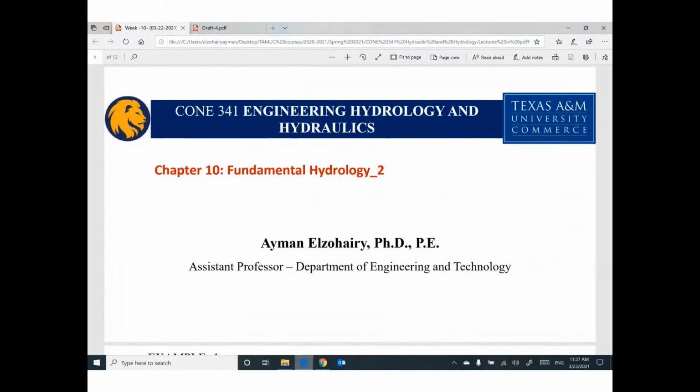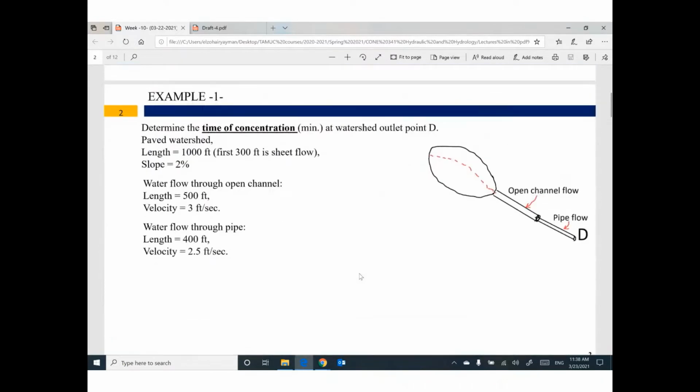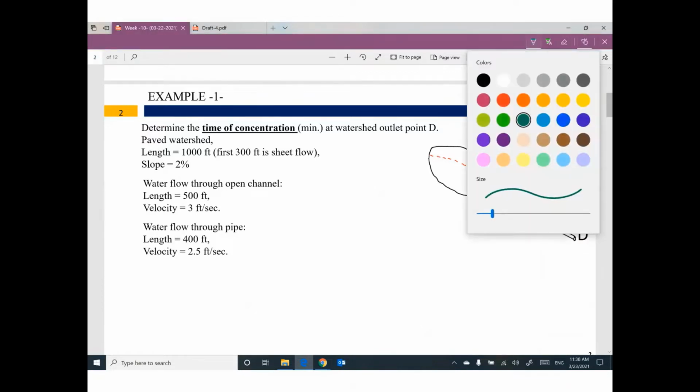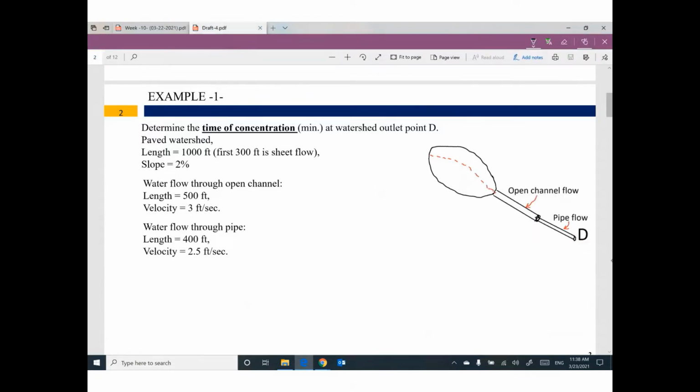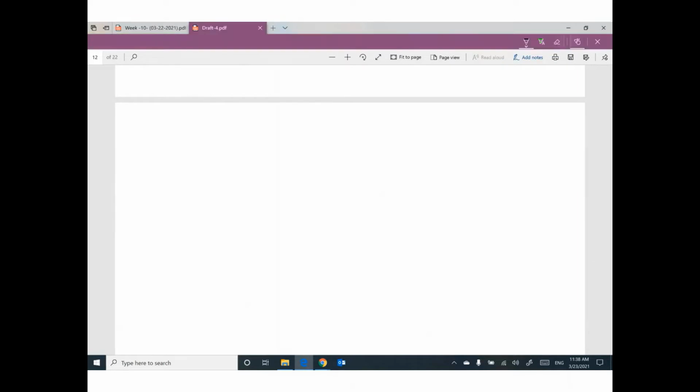Okay, so in our meeting today, I will start to cover a new topic related to rainfall. But before doing this, I would like to solve this example. We need to determine time of concentration. Before starting, I would like to remind you of something.